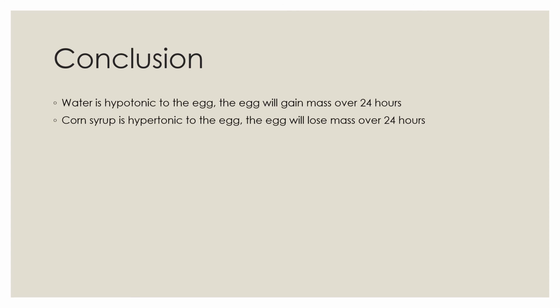So as a conclusion, water is hypotonic to the egg. The egg will gain mass over 24 hours. Corn syrup is hypertonic to the eggs. The egg will lose mass over 24 hours.